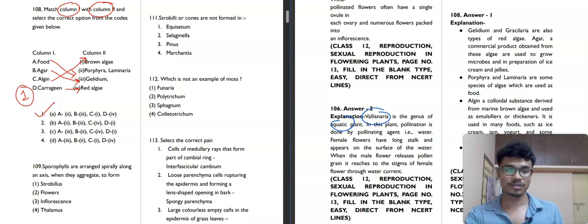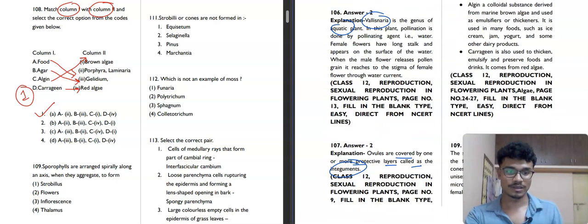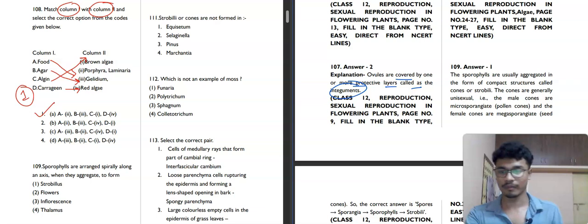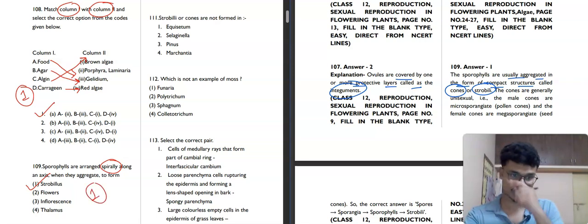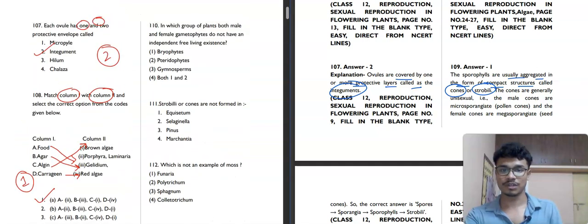The next one is question number 109. Let's see what it is saying. It is saying that sporophylls are arranged spirally along an axis. So when they aggregate to form strobilus, flower, inflorescence or thalamus. So when sporophylls are usually aggregated in the form of compact structure called cones or strobili. So here cone is not given, so strobilus is our correct answer for this question. Okay, you are getting it. I will move towards the next question, that is question number 110.